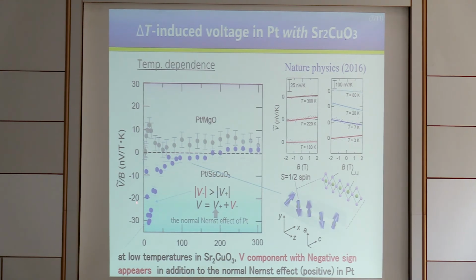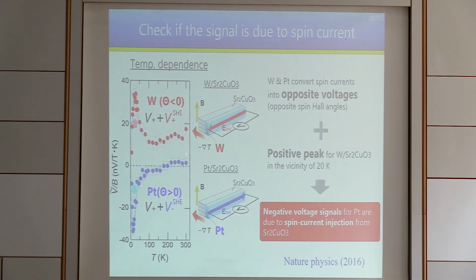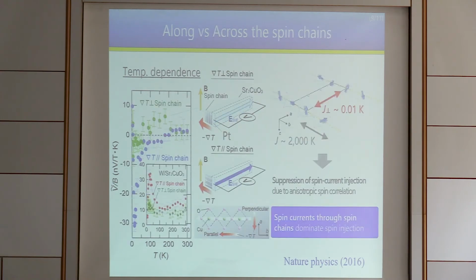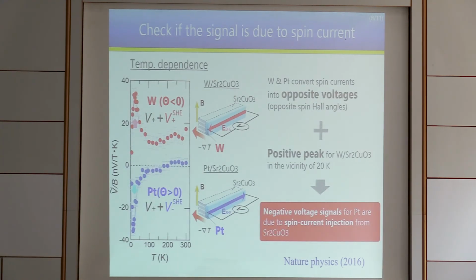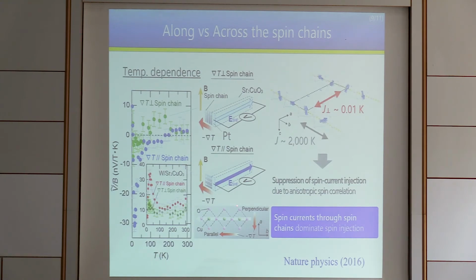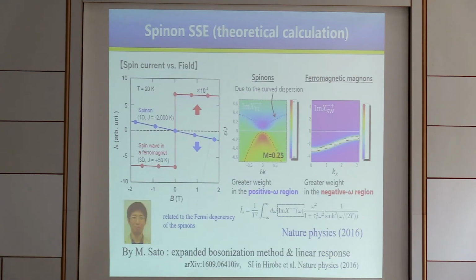We confirm that this contribution is due to the spin current because by replacing the platinum layer with tungsten, which exhibits the negative spin Hall angle, the sign of this voltage is reversed like this. And by applying heat current perpendicular to the spin chain, this signal is not observed. So this data shows that the spin current is created along the spin chain, and the sign of spin current is positive, consistent with the prediction of the spinon spin Seebeck effect. In fact, it's consistent with the calculation.